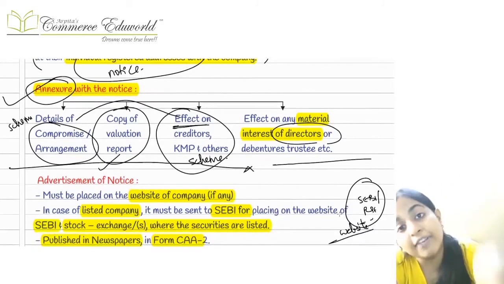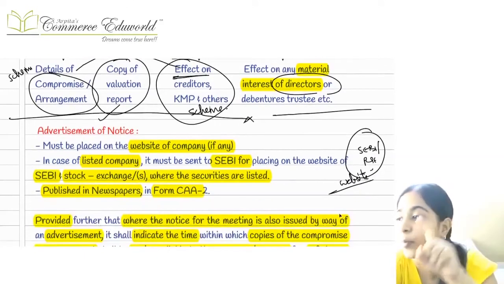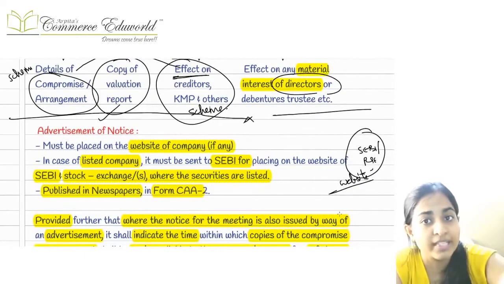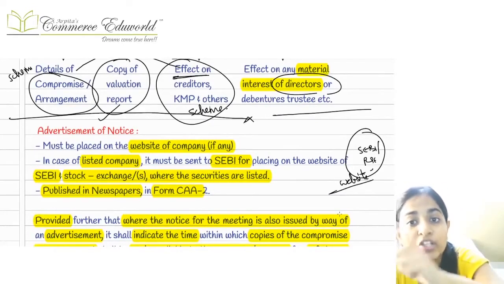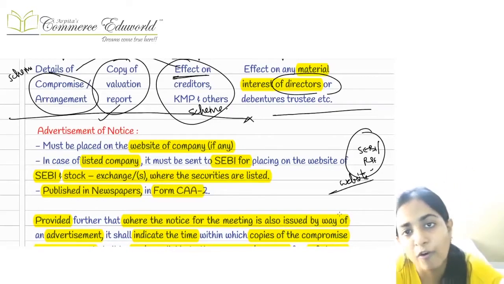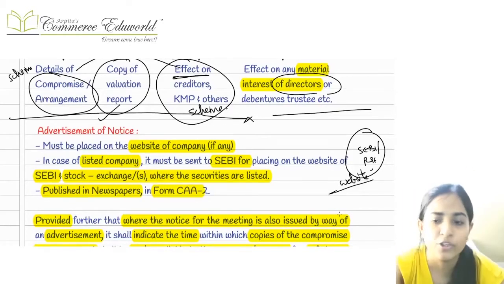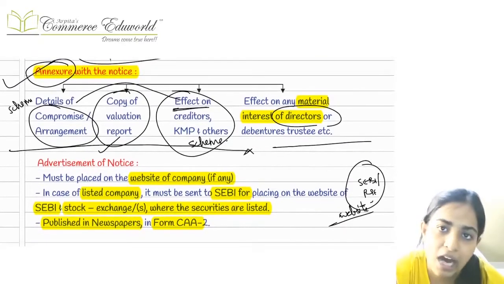Then you'll also advertise your notice by putting it on your company's website. You are going to give it to SEBI for putting it on their website. You are going to give it to the recognized stock exchange, if your shares are listed. All this you do for advertisement of your notice, so that everybody comes to know that our company is going to do this compromise or arrangement.